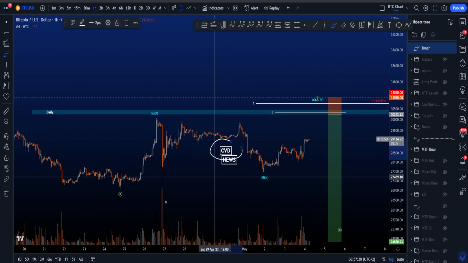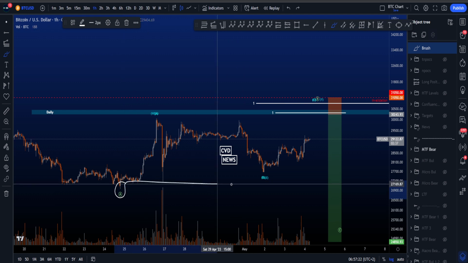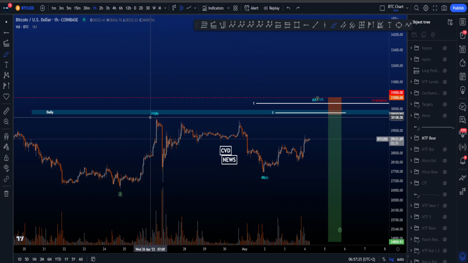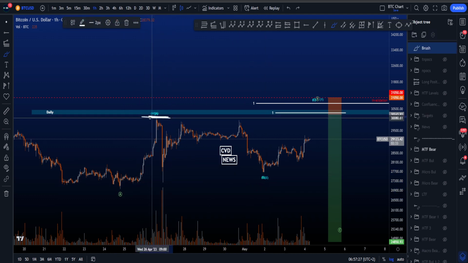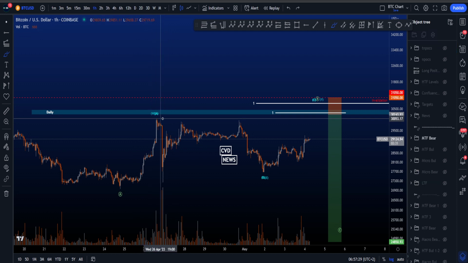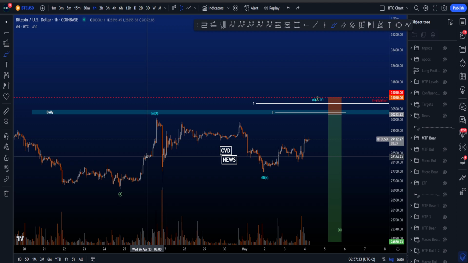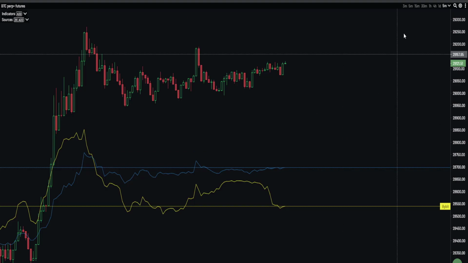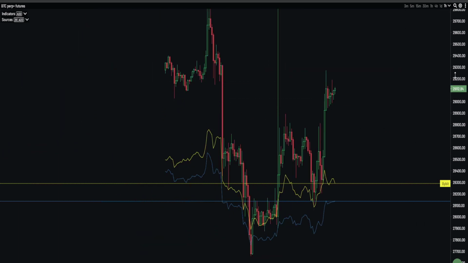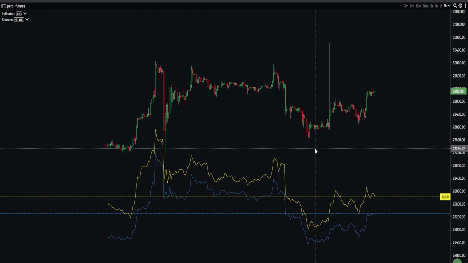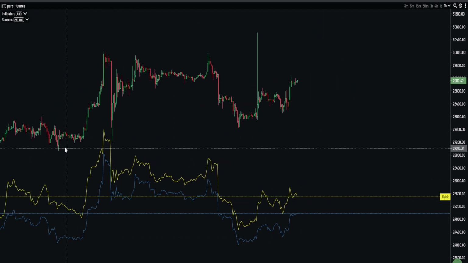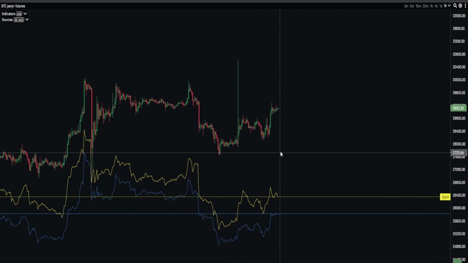Now, we had the CVD divergences, as already mentioned, between the low over here and the low over here, where the main target for the CVD divergences is taking this high over here at about 30k. Once this high is taken, we usually say the CVD divergences have played out, and therefore you go back to neutral basically. And I do think it's interesting to show the divergences. So we had the low over here creating a higher low on price, but a clear lower low on the yellow as well as the blue CVD line for bullish divergences.